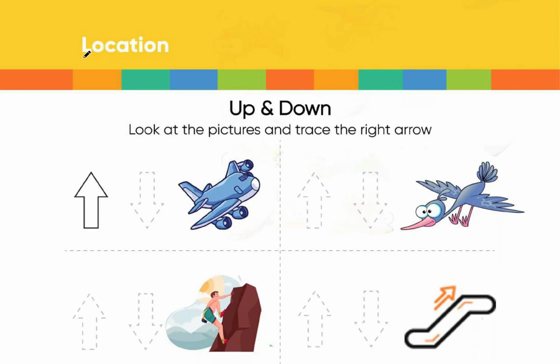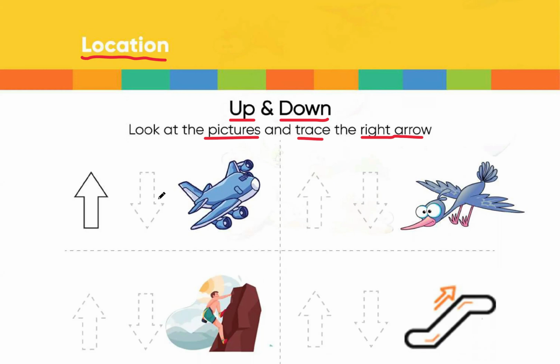Hi children, today we are going to learn about location, right? So here it's written up and down. So what does that mean? That means that we have to look at the pictures which are given over here and then we have to trace the right arrow. Now what does that mean? Let me give you an example first and then we would start doing the rest of the tasks.